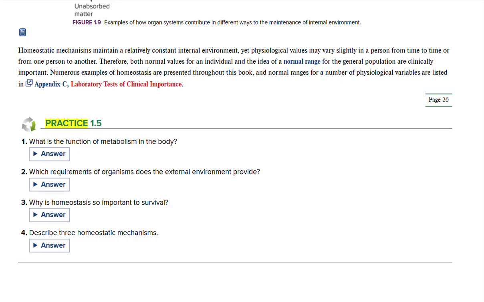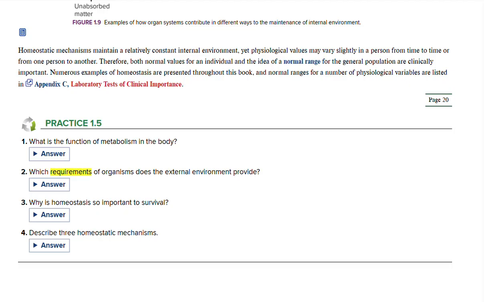Page 20. Practice 1.5. What is the function of metabolism in the body? Answer. Metabolism includes all of the physiological events that obtain, release, and use energy. It includes all of the chemical reactions that occur in cells to support life. Metabolism consists of the processes of respiration, digestion, circulation, and excretion. Respiration, for example, supplies oxygen to break down nutrients, and gets rid of carbon dioxide, a byproduct of nutrient breakdown.